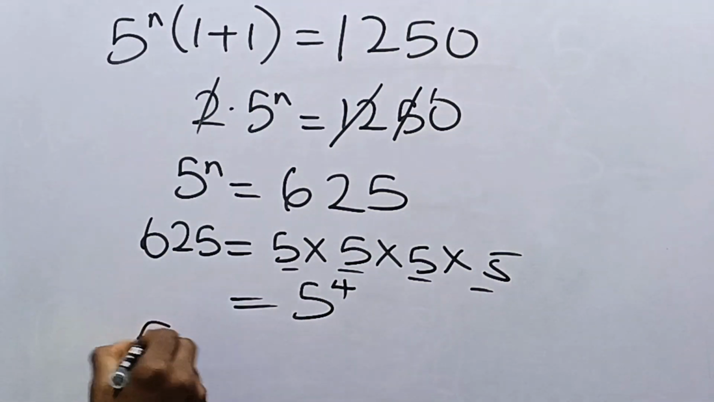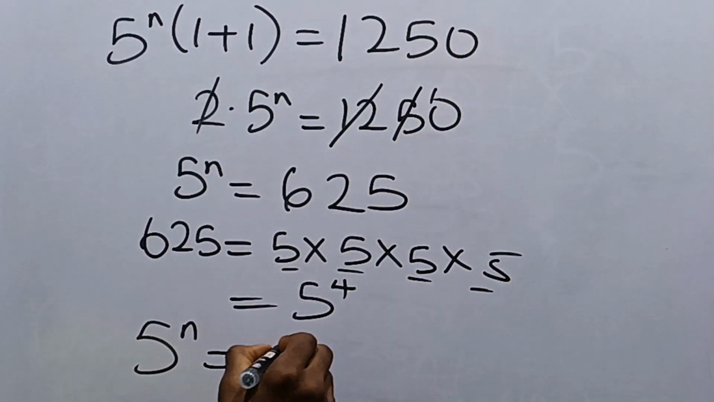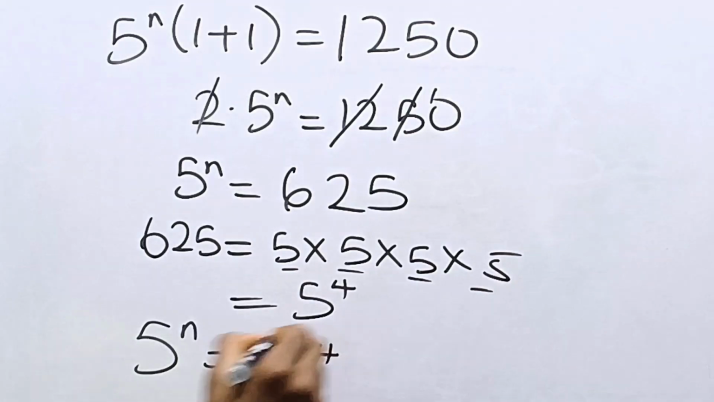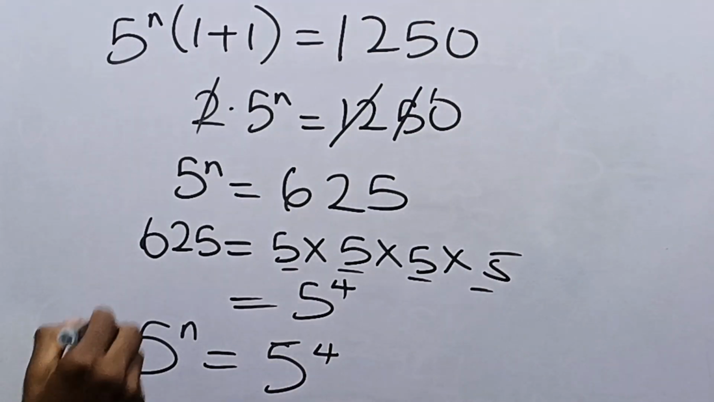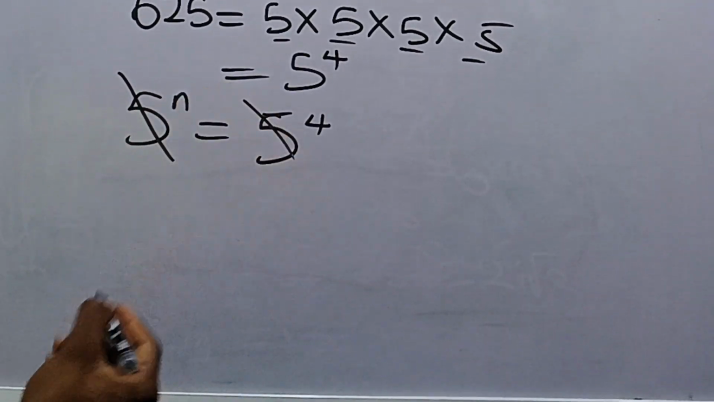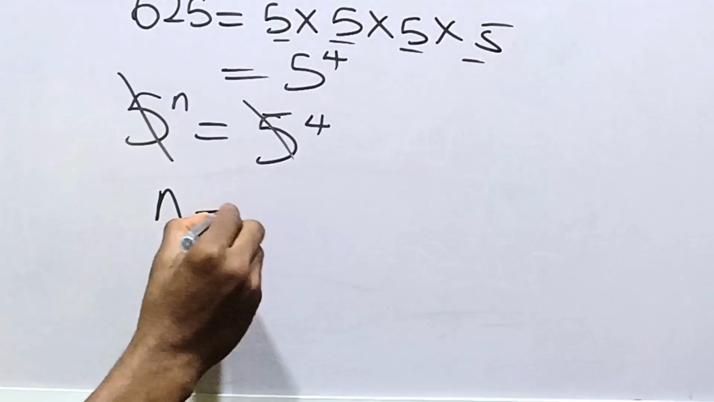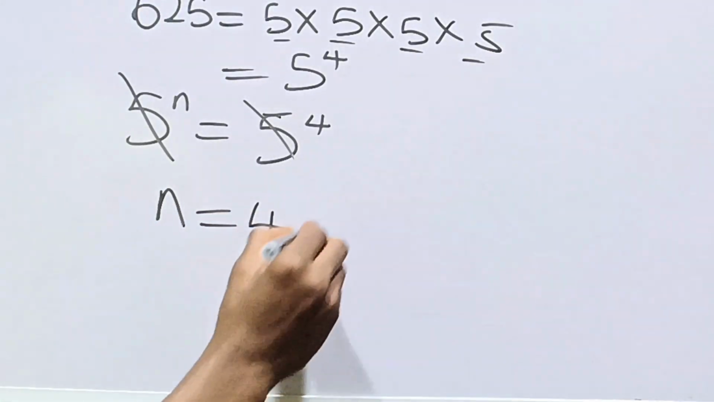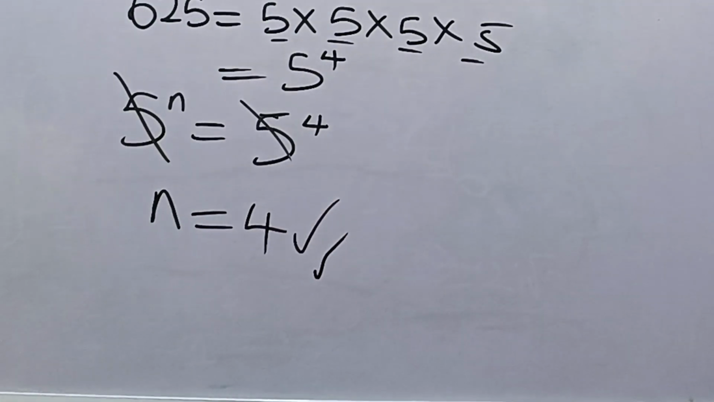So we can say that 5 raised to power n here will now be replaced with 5 raised to power 4, for 625. When we strike this and strike this because the bases are equal, we now have that n is equal to 4. And this becomes the final answer to this question.